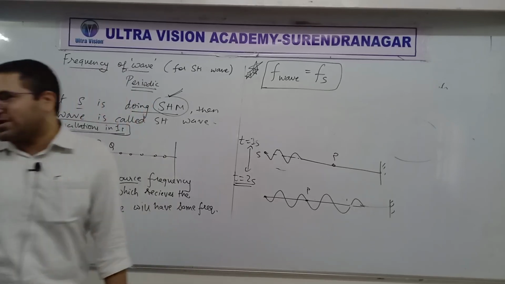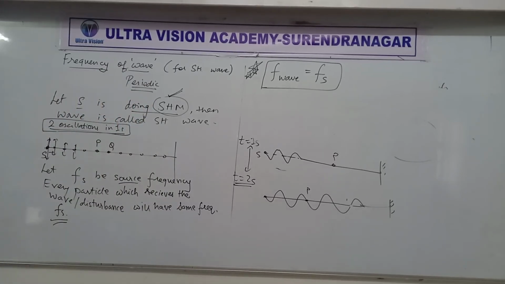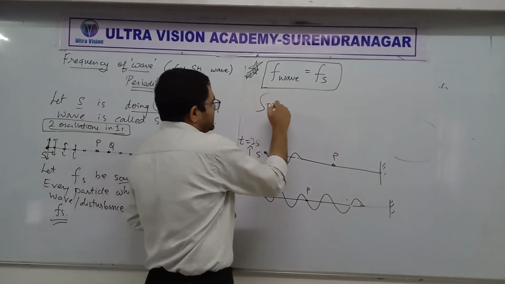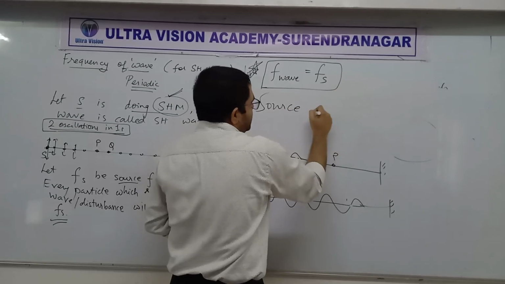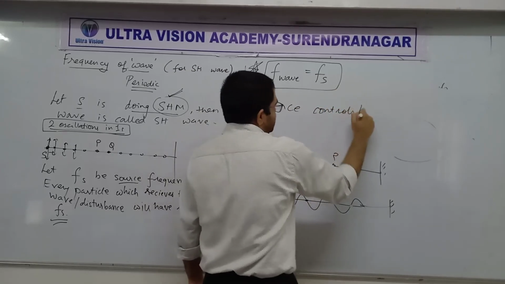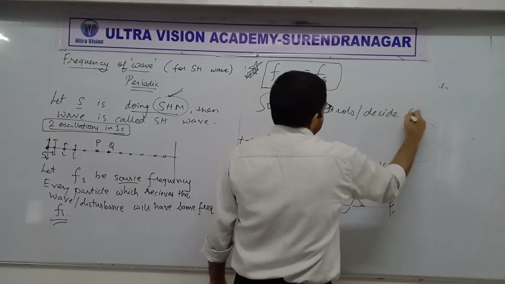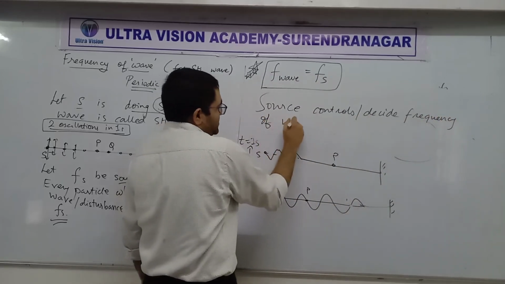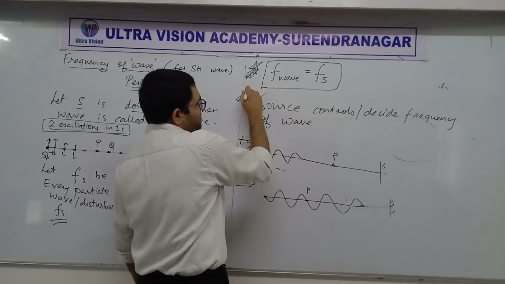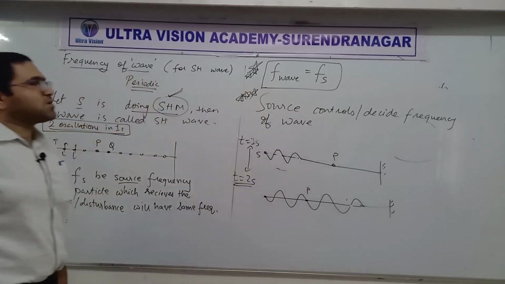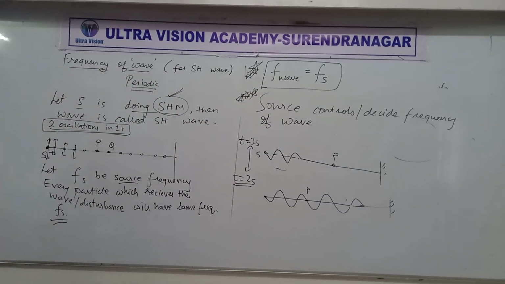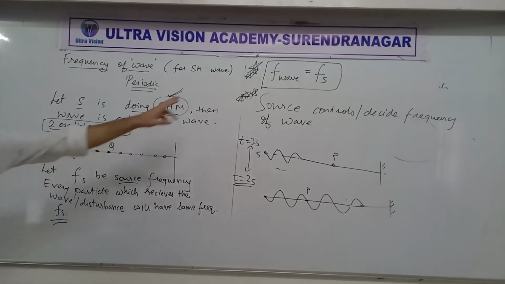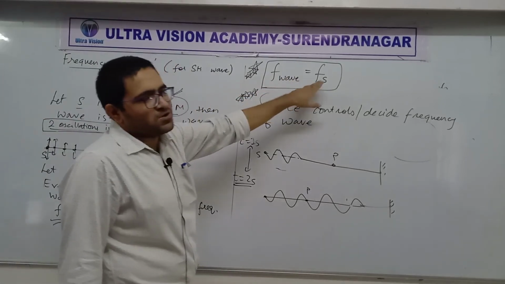Yes, you are right, Vishwa. Frequency never changes in a wave train. Okay, source decides frequency. Just write that. Source controls or decides frequency of wave. Okay, this is also a very useful sentence. I want everyone to remember this also. Source controls or decides frequency of wave. And frequency of wave is always equal to frequency of source.